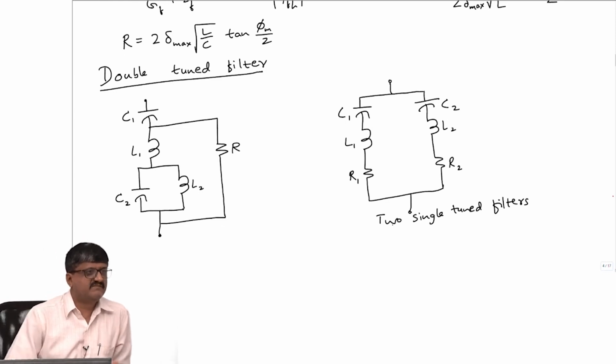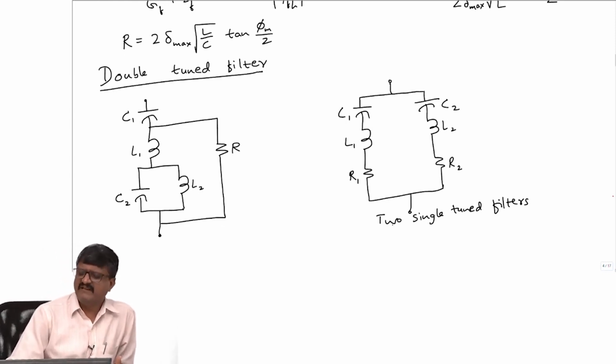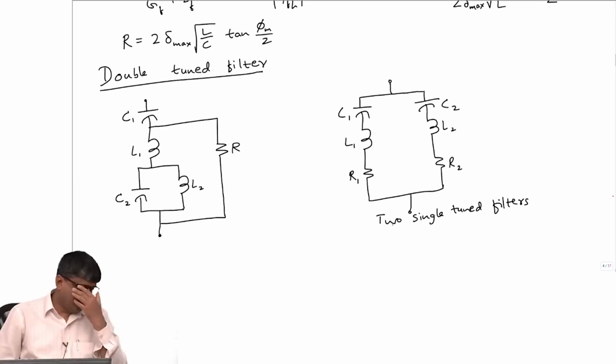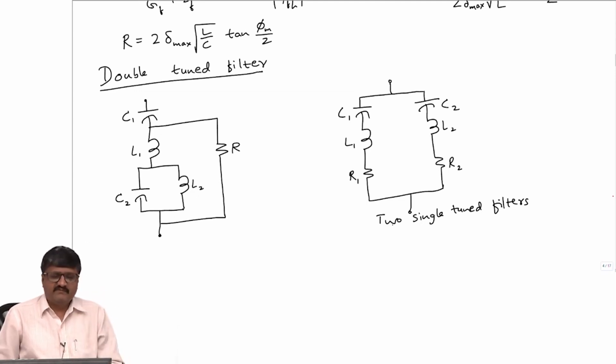Single tune filters are obvious. I mean, why one should use a double tune filter? Okay. Do you see any advantage? Now, suppose I take a single tune filter, it is subjected to impulse. So which element is subjected to impulse? See, I have an inductor and a capacitor in series. Forget for the time being resistance. Which among the two is subjected to impulse? Inductor. It's the inductor which is subjected to the impulse. Now both inductors are subjected to the impulse if I use two single tune filters.